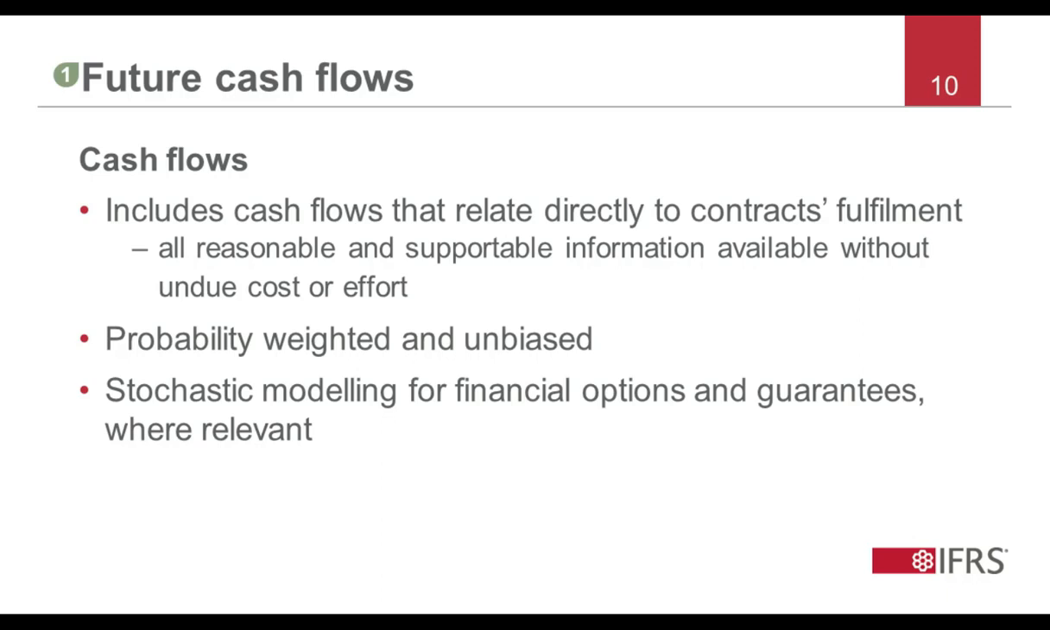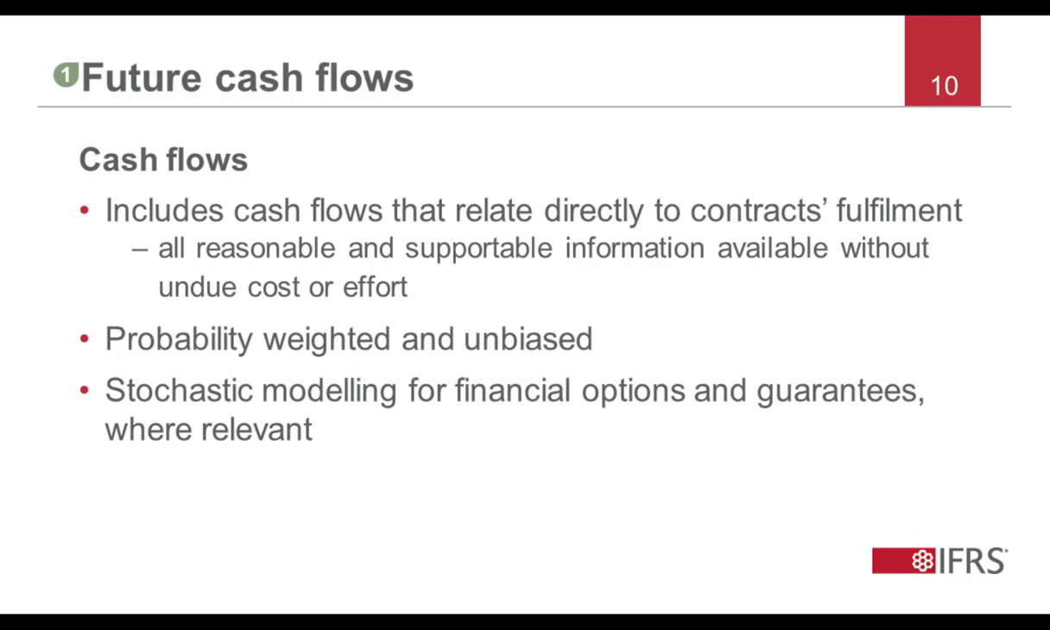future slides. Additionally, the estimates should be unbiased. Statistically speaking, an unbiased estimate is the mean of a distribution. Conceptually speaking, unbiased means that no conservatism is included either in the cash flows or in the probability weights. Additionally, if there are any financial options and guarantees in the insurance contracts, they should be reflected in the estimates as mentioned on an earlier slide. Financial options and guarantees create nonlinearities, and therefore stochastic modeling techniques may be employed in that case to incorporate these nonlinearities in the estimates of the cash flows.